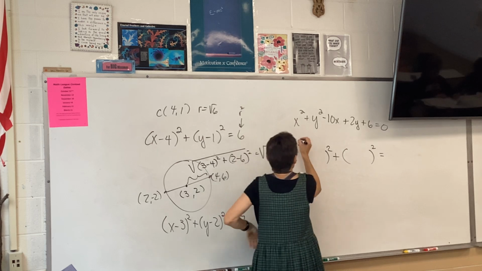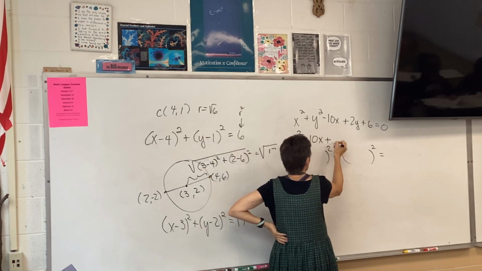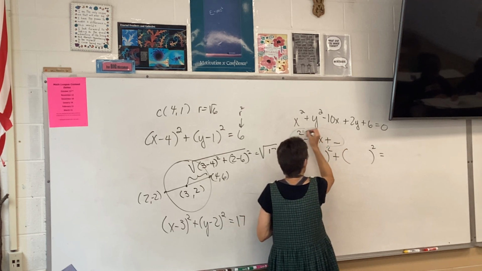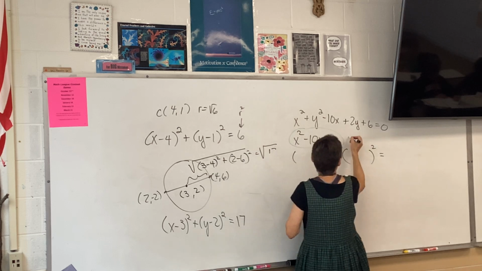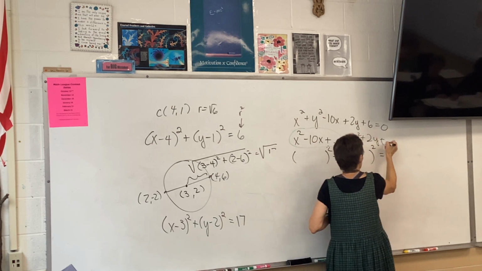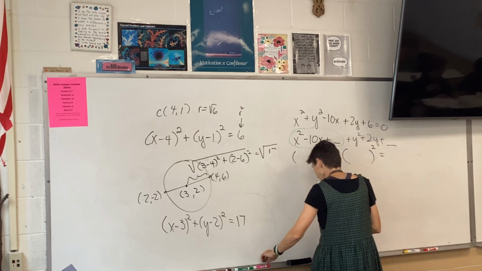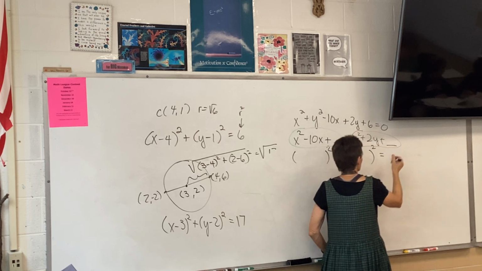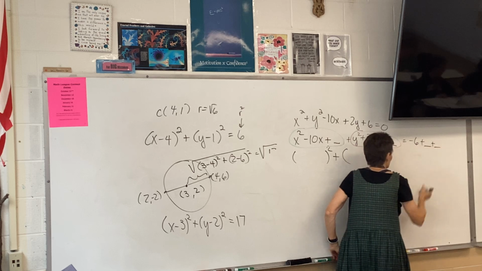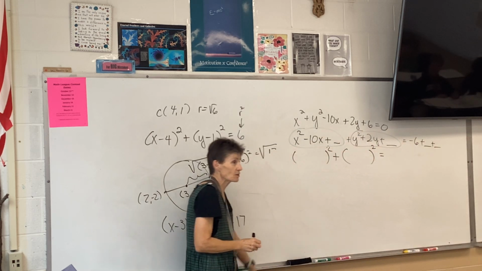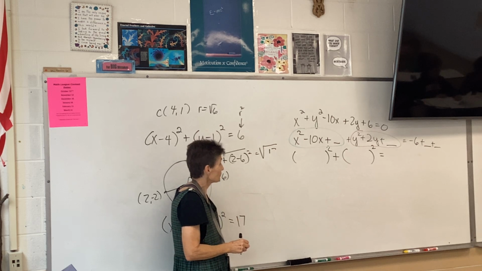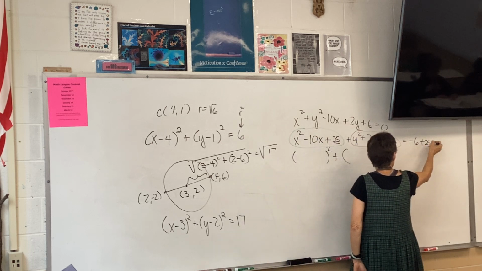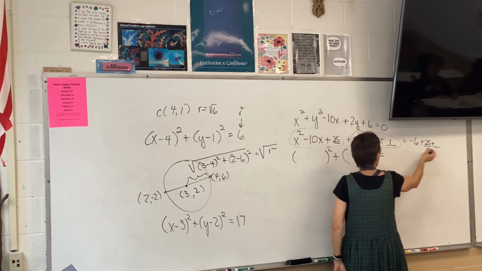Yeah. So we'll group our x's together, and we're going to complete the square on these. And then we'll group our y's together, and we'll complete the square on them. And then, I don't really need that 6 anymore, so it's going to the other side. It's going to be part of the radius over there. Alright, so what completes the square? 25, both sides. How about here? 1, both sides.